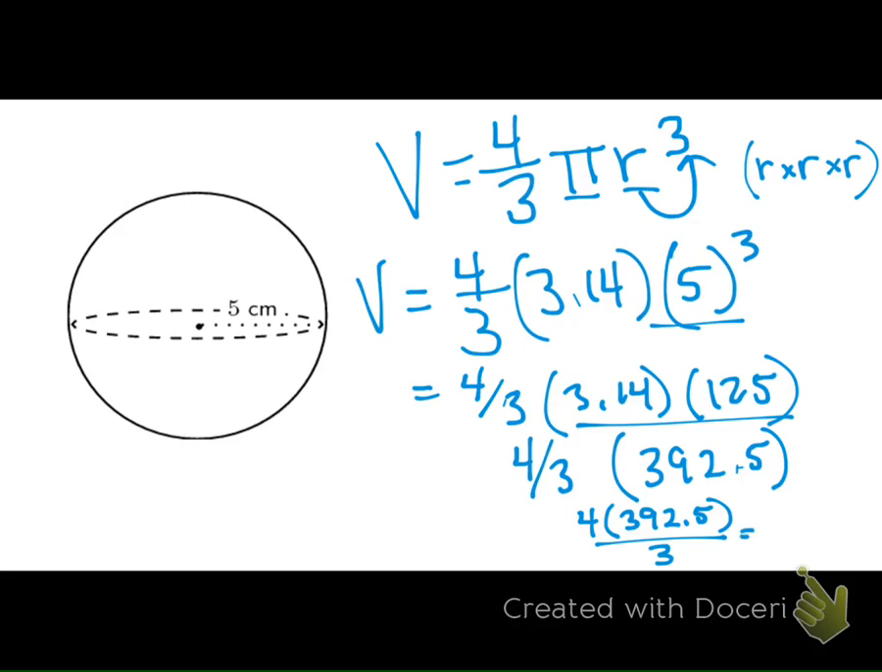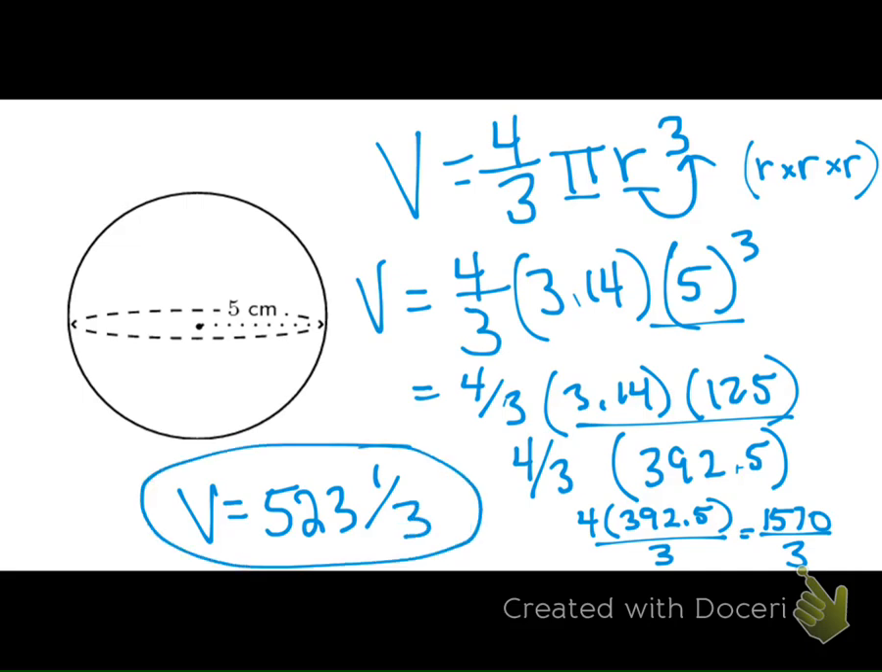That gets me 1570, and I want to divide that by 3. So 1570 divided by 3, and my volume, I'm going to write it over here on the side, is going to come out to be 523.333, repeating, which I know is 1/3. And there is the volume of a sphere.